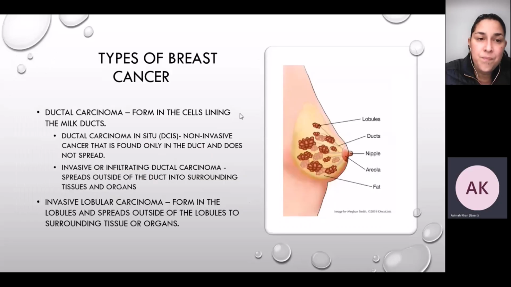Breast cancer can occur in the ducts and in the lobules. As you can see in the figure, the ducts have two types of cancer. You can have invasive cancers and non-invasive cancers. Invasive cancers spread through surrounding tissues and organs, and non-invasive cancers can only be found in the ducts or the lobules.